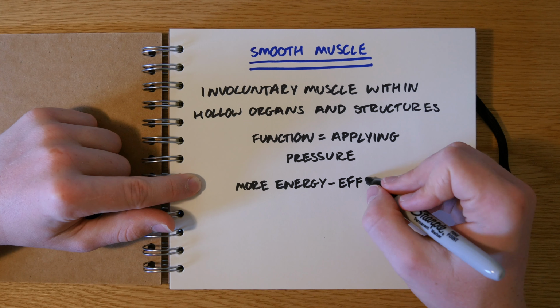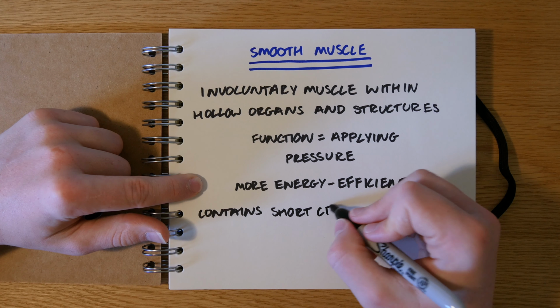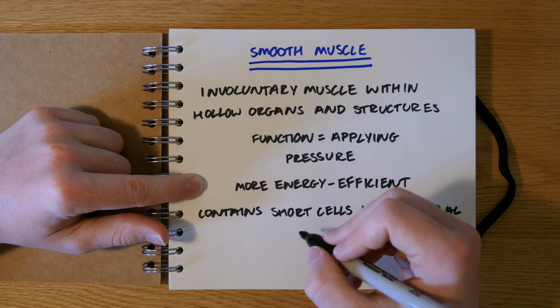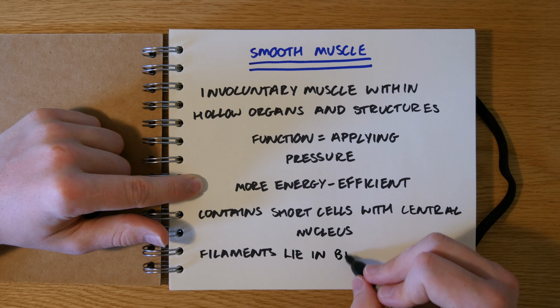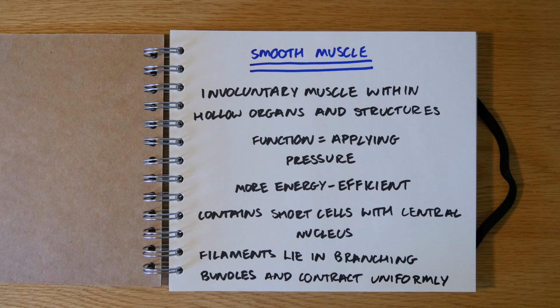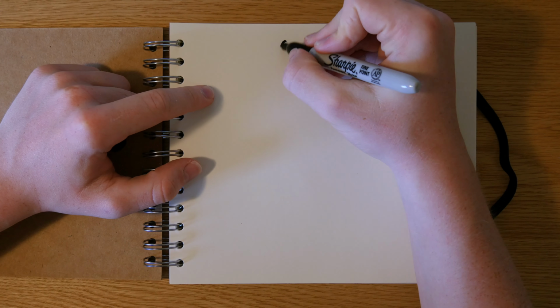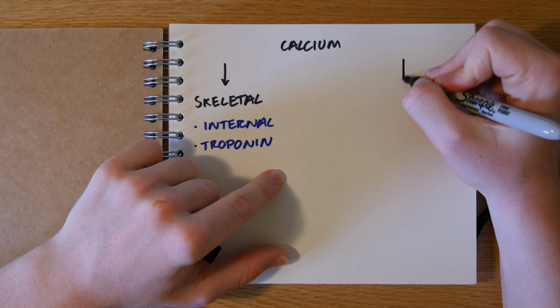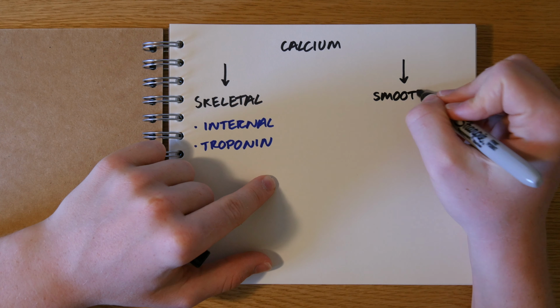In terms of its structure, smooth muscle is a collection of short, tapered cells containing a single central nucleus. The actin and myosin filaments lie in between each other in branching bundles, which do not contract in one direction like a striated muscle. While skeletal muscles use calcium from internal stores to activate troponin to unblock binding sites, smooth muscle uses calcium in a slightly different way.